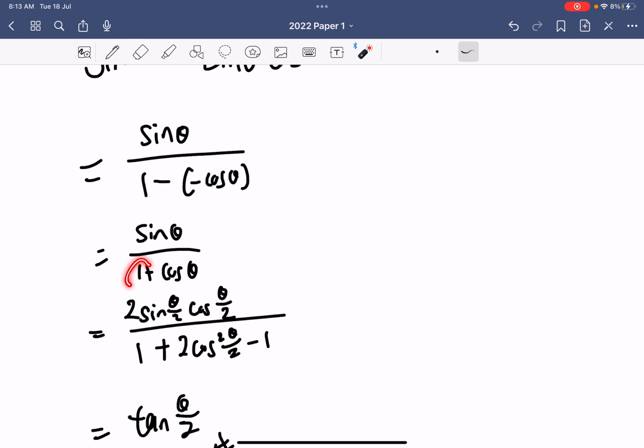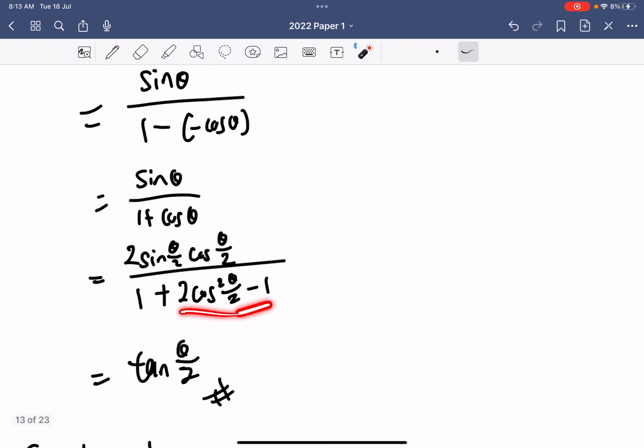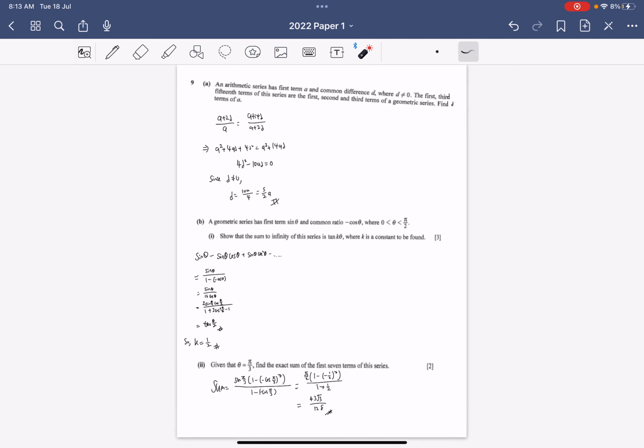So what you need to do is get rid of the 1 here. And the way to do that is to use the double angle formula to expand out the cosine to 2 cosine squared minus 1. So the 1's cancel. And because here is theta over 2 now, you can just expand the sine theta to be this. And you actually get tangent theta over 2. So k is half.